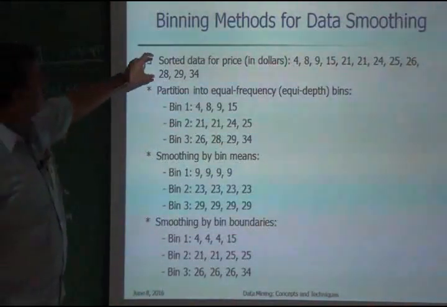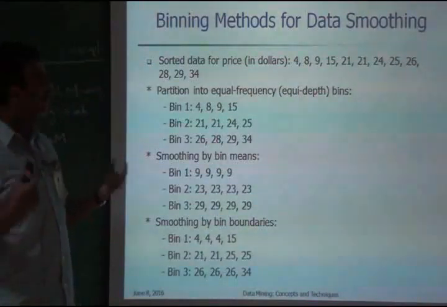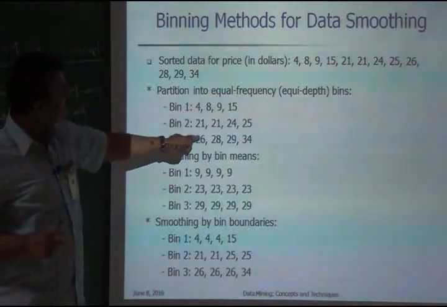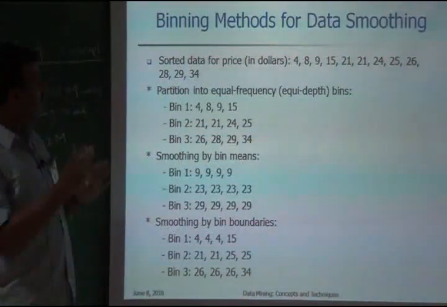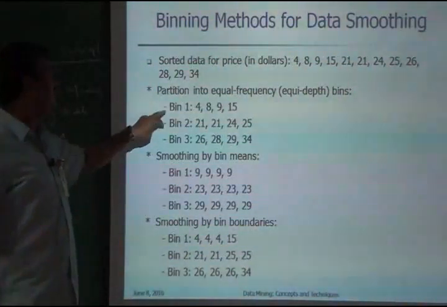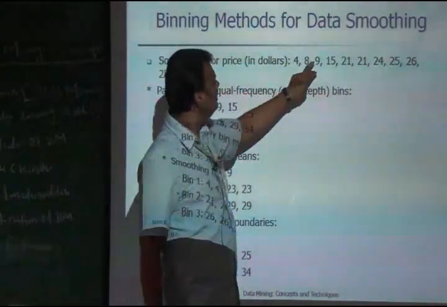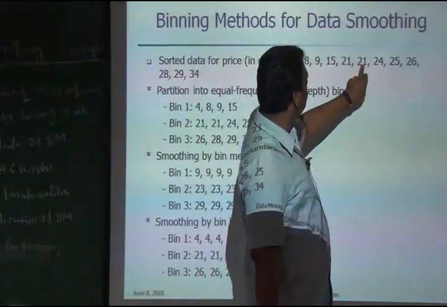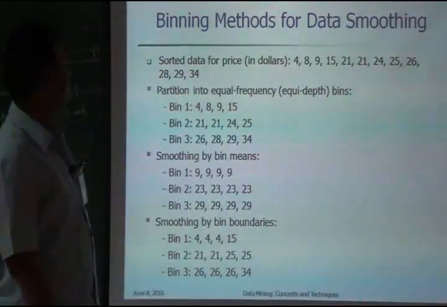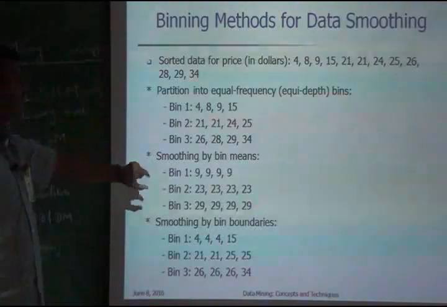First we sort the data, then we partition it into equal intervals, or equi-depth intervals. For example, there are 12 sorted data values, and we partition them into equal intervals of 4 values each. Bin 1: 4, 8, 9, 15. Bin 2: 21, 21, 24, 25. Bin 3: 26, 28, 29, 34. First we sort the data, then partition into equal intervals.